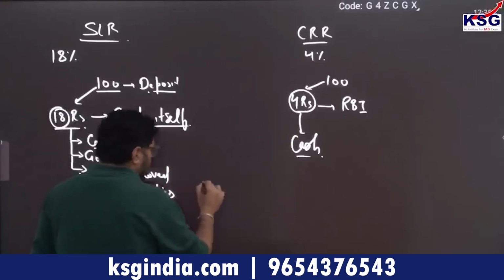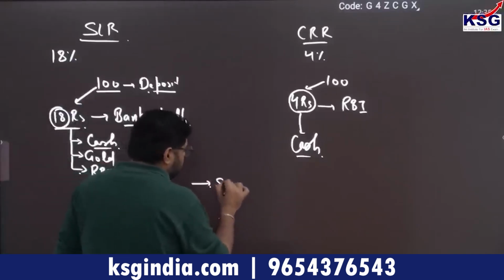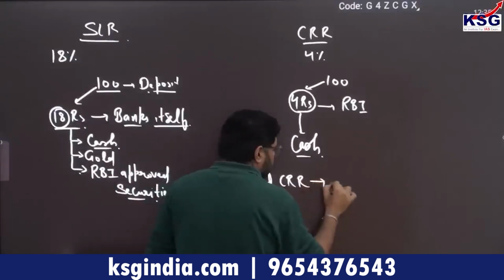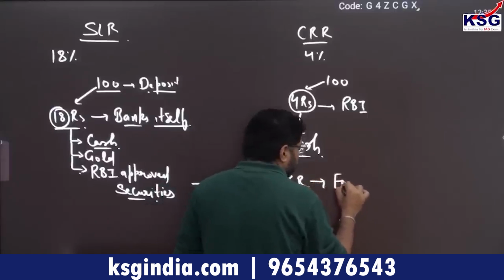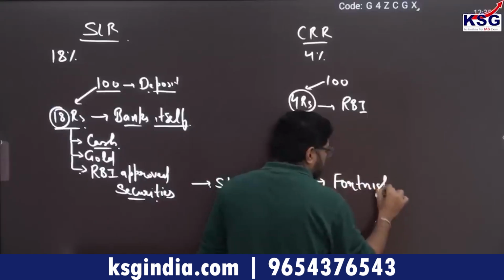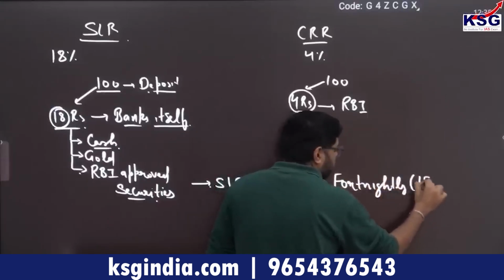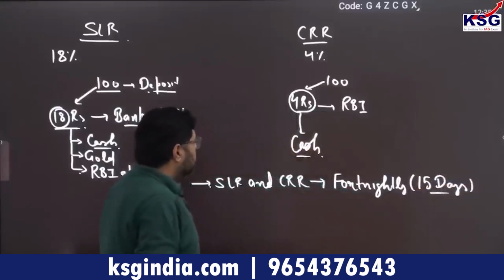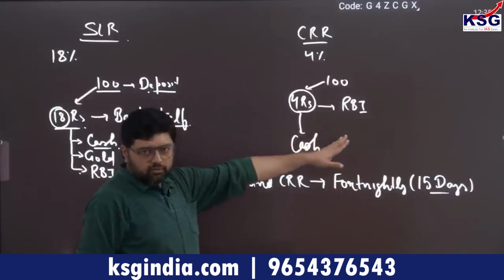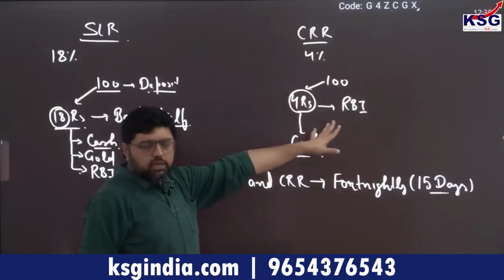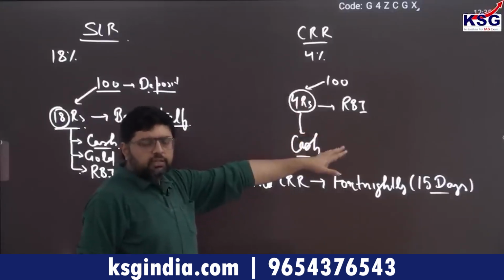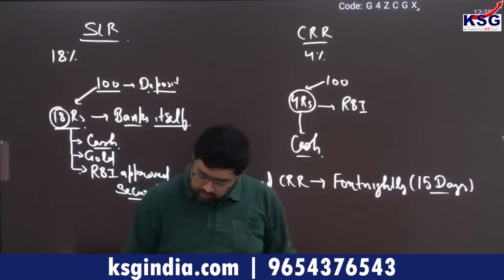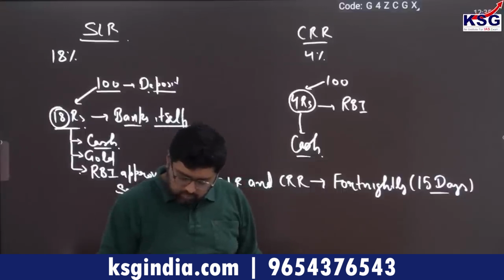So you can say these SLR and CRR are maintained on a fortnightly basis, that is after every 15 days. It means whatever deposits we have on the 15th day, according to that you have to maintain SLR and CRR. Clear?